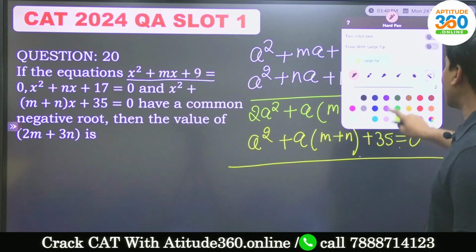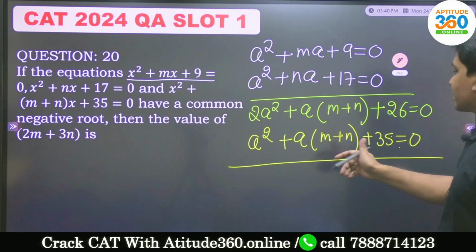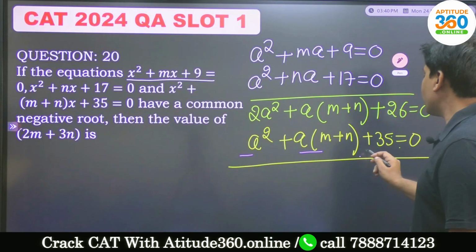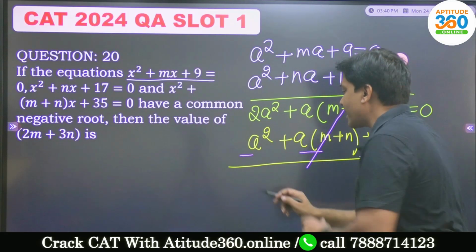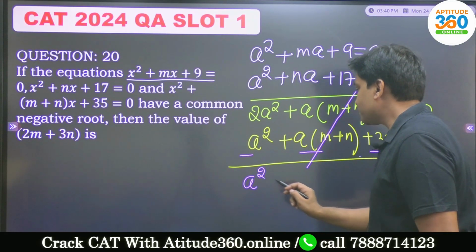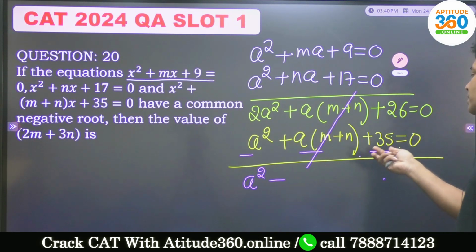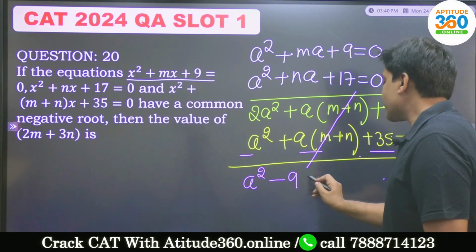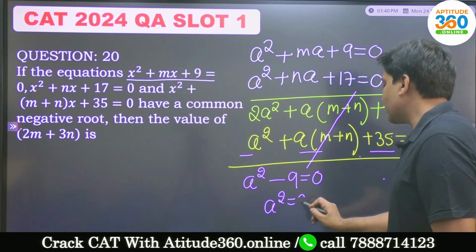The moment we find out the value of a, our problem becomes really simple. So what is that I suggest out here? Subtract the third equation from the sum of the first two, and if you do so, these two are gone, isn't it? And 2a square minus a square, it will become a square. Positive 26 minus 35, it is minus 9, and hence a square will become 9.